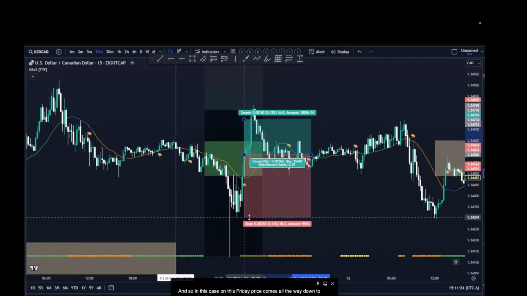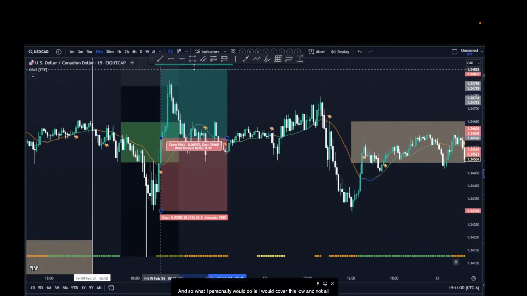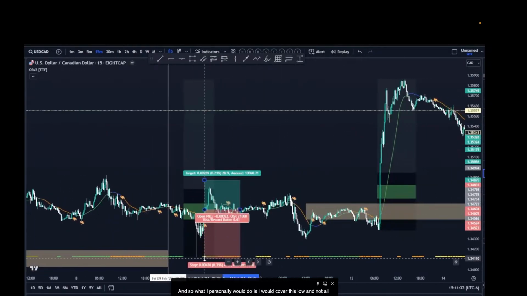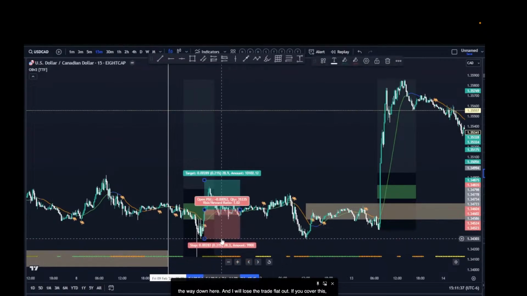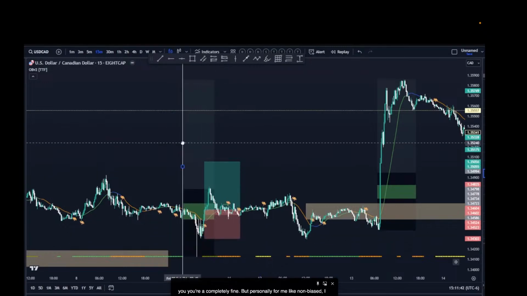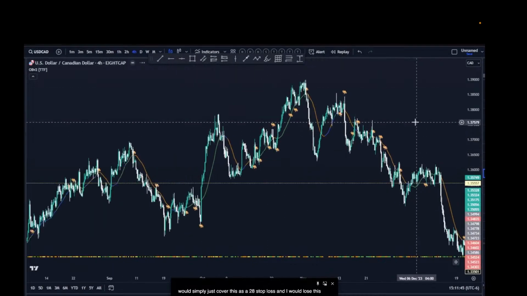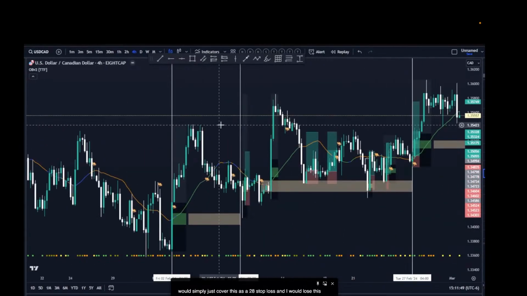And so what I personally would do is I would cover this low and not all the way down here, and I would lose the trade flat out. If you cover this, you're completely fine. But personally for me, like non-biased, I would simply just cover this as a 28 stop loss, and I would lose this trade. And that's completely fine with me. I can't win everything.